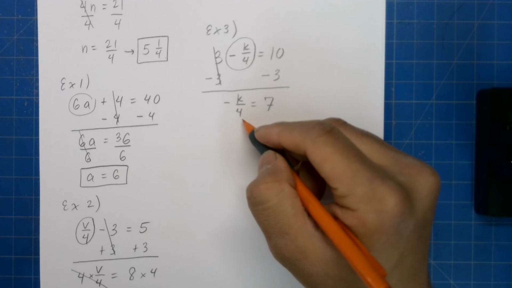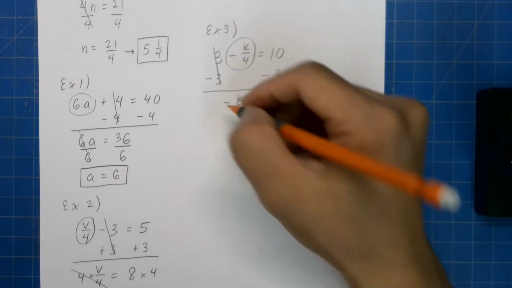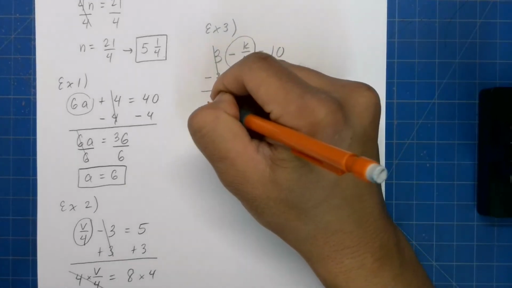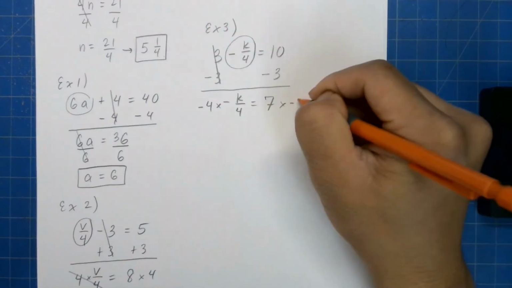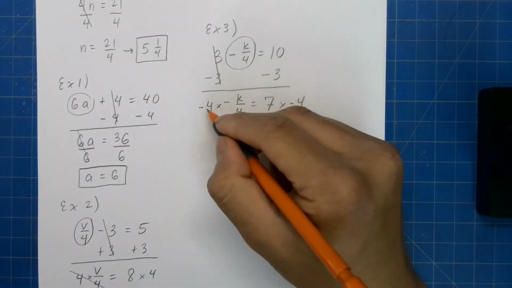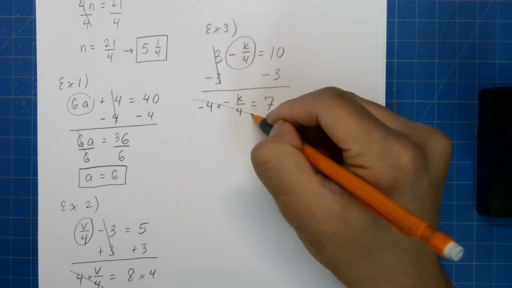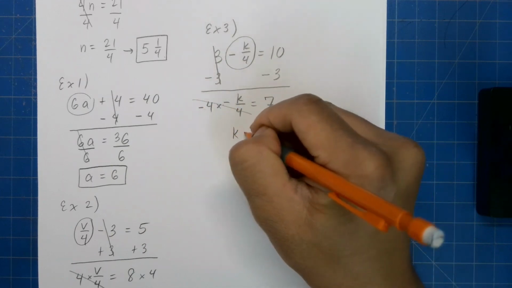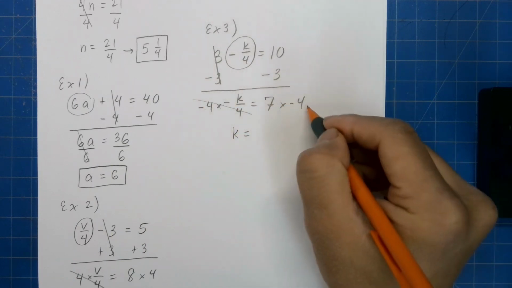To get rid of the minus sign and the 4 on the bottom, we're going to multiply by negative 4 on the left and multiply by negative 4 on the right. That way, that negative 4 and that negative 4 cross out. So now we're left over with k equals 7 times negative 4, which is negative 28.